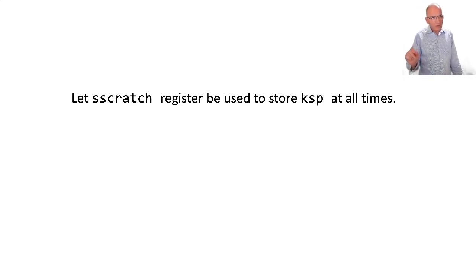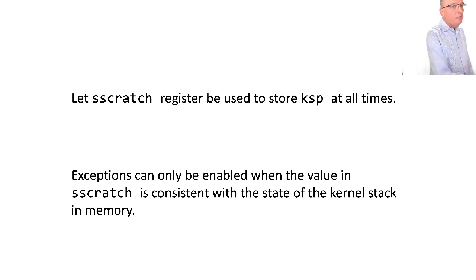And what I'm going to do is keep the value of that kernel stack pointer in my scratch register at all times. So in between exceptions, the scratch register will contain the value of the kernel stack pointer that the next exception should be using. So exceptions can only be enabled after the value in the scratch register is consistent with the state of the kernel stack in memory for that exception.